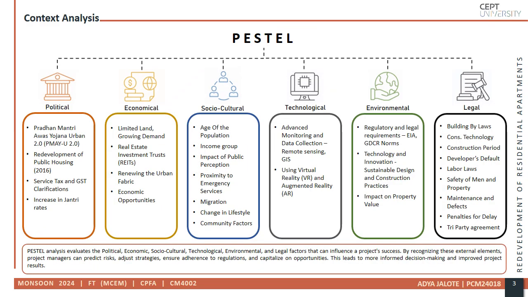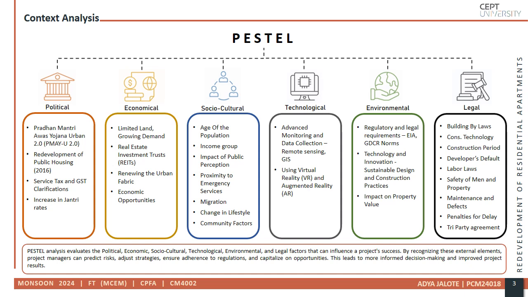Before diving into the planning execution phases, it was important to understand the broader factors influencing the project. For this, I used the PESTEL framework, which examines 6 critical dimensions. Starting with the political factors. The project aligns with government policies like Pradhan Mantri Awas Yojana Urban 2.0, promoting affordable housing. It also adheres to local regulations such as the General Development Control Regulations.